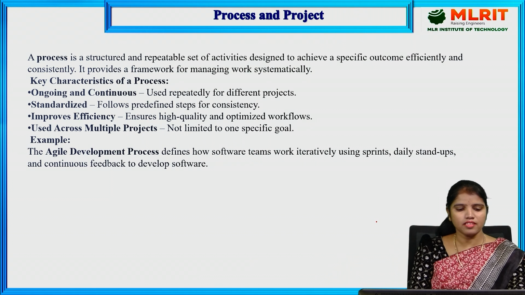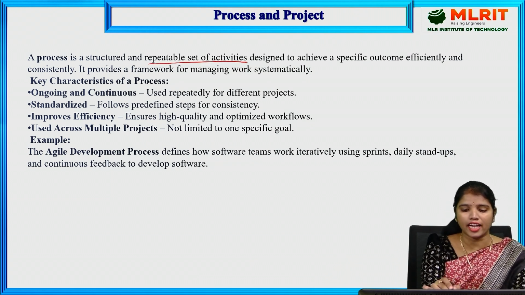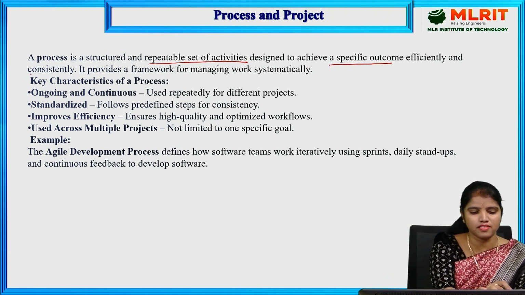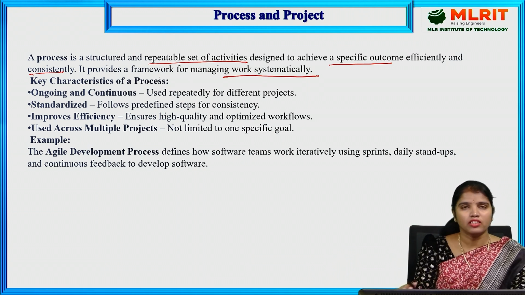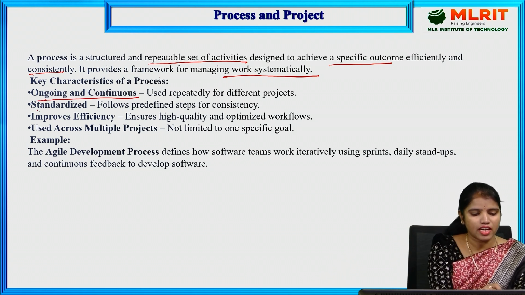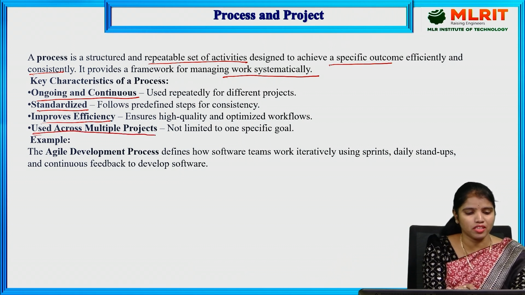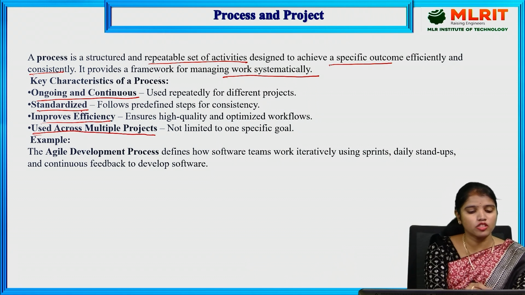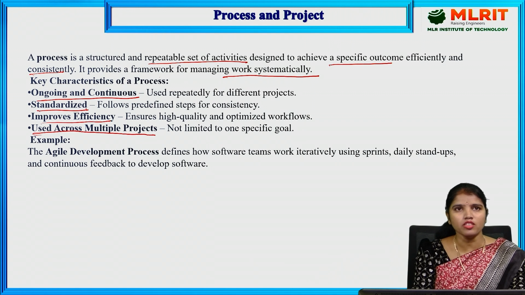Now, let us see what is a process. A process is a structured and repeatable set of activities designed to achieve a specific outcome efficiently and consistently. It provides a framework for managing work systematically. The key characteristics of a process are ongoing and continuous, standardization, improves efficiency, and used across multiple projects.